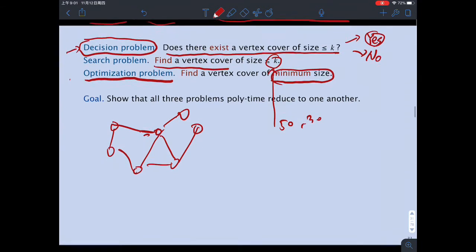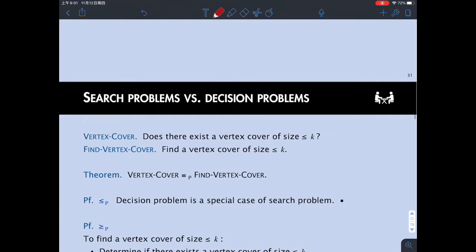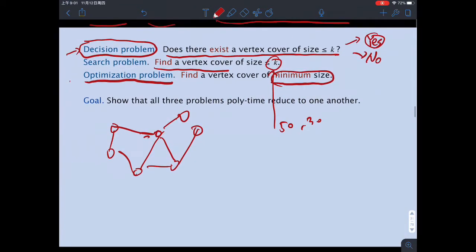But what's interesting here is that all these three problems are polynomial time reducible to each other, right?